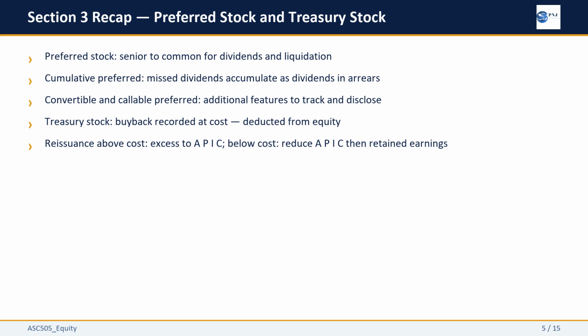Treasury stock is a share buyback recorded at cost and deducted directly from equity. It is never an asset. When reissued above cost, the excess goes to APIC. When reissued below cost, draw down APIC first, then retained earnings. The income statement is never touched.